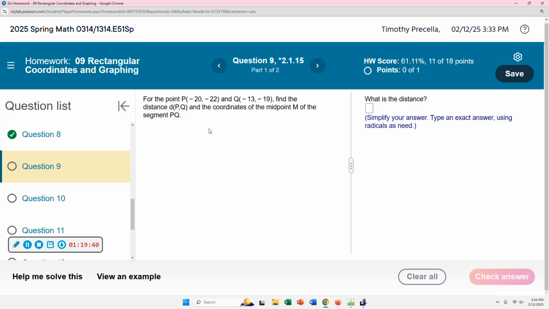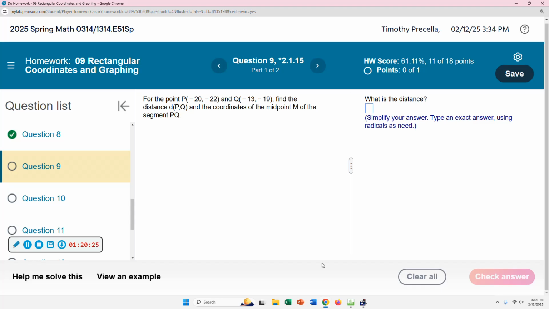Look at this. For the point P, -20, -22, and Q, -13, -19, find the distance. Notice that notation they're using, lowercase d of PQ. So that's their algebraic way of saying find the distance from point P to point Q and the coordinates of the midpoint M of the segment PQ. This is number 9. Let me write down the ordered pairs. -20, comma, -22. Okay, there's my first point. And now the second. -13, -19.